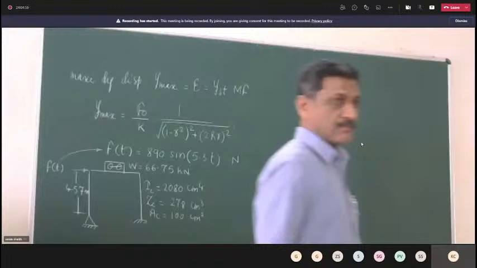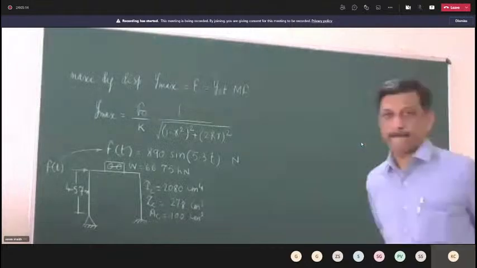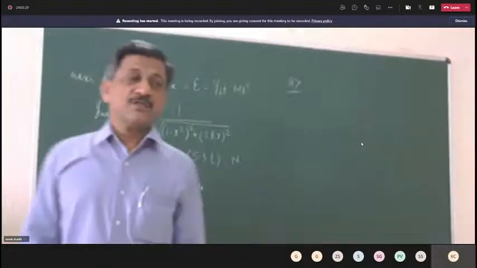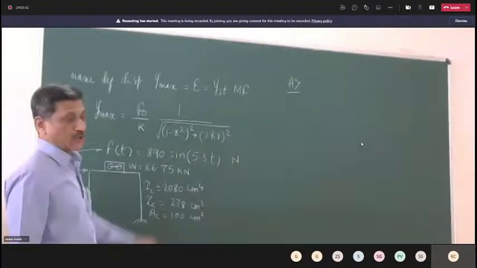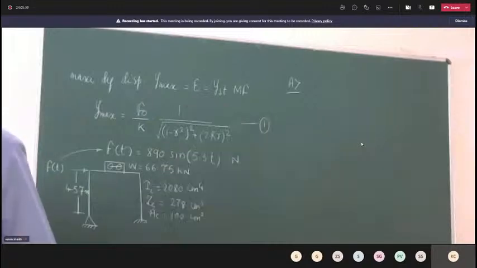Read the problem once and see what is asked. In part A, they ask for the steady state amplitude. Steady state response is Yp, and the maximum value of Yp is E, given by this equation: F0 upon k, that is y static, into the magnification factor. We call this equation 1, and the amplitude of the steady state response is given by equation 1.